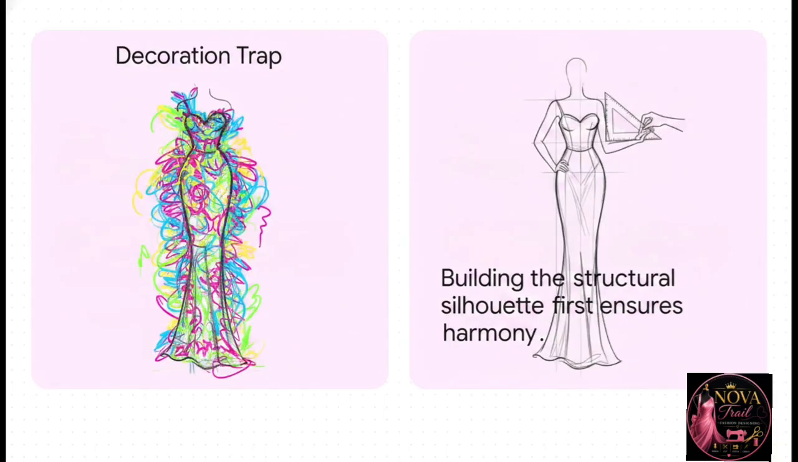Next up is the decoration trap. I know I sound like a broken record, but remember, structure must always come before decoration. It is so tempting to immediately grab your brightest markers and draw heavy embroidery. But if you haven't built a solid structural silhouette and defined a single focal point first, all those beautiful colors will just look like a chaotic mess. You have to build the house before you paint it. Otherwise, your garment will completely lack professional harmony.